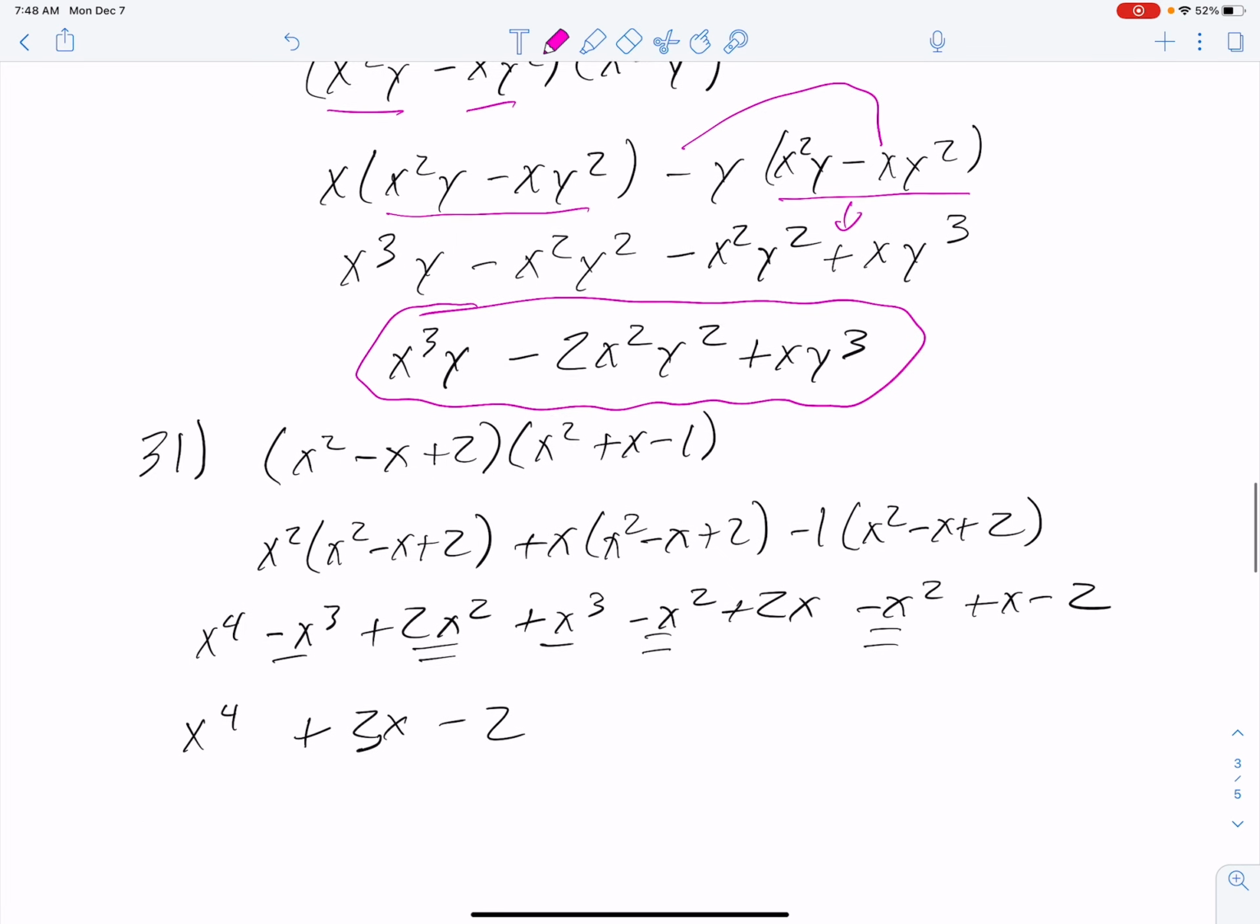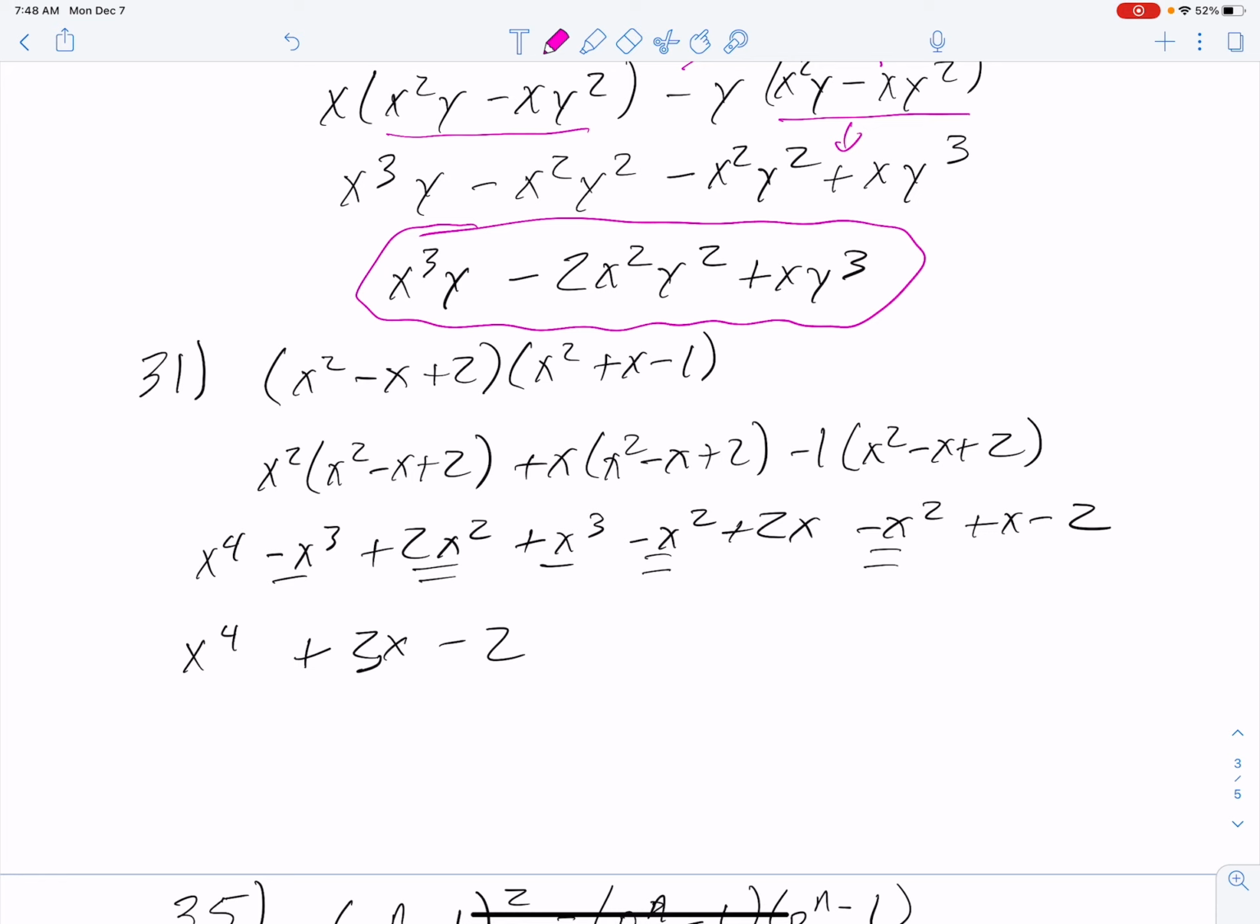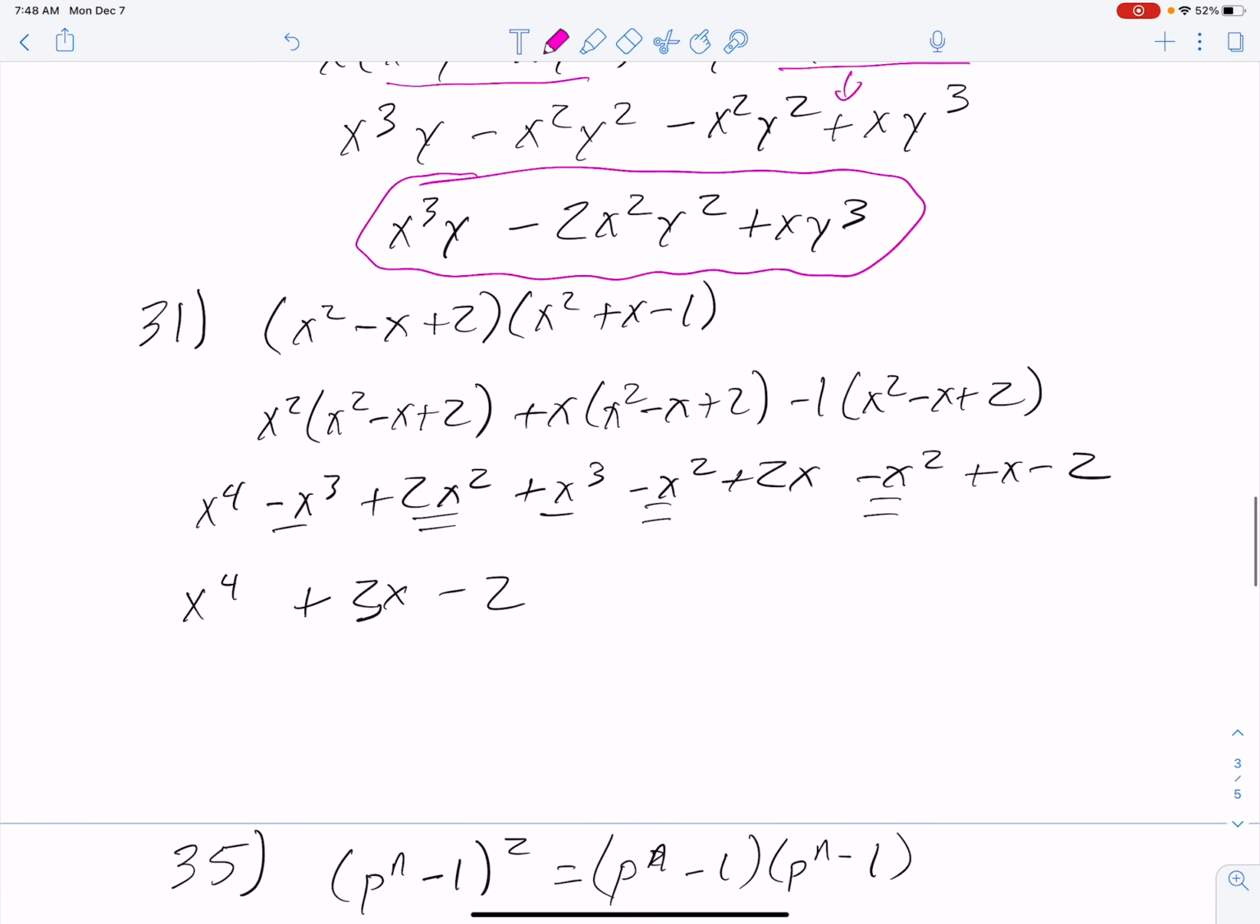Now 31 is an example of why we need to think of this beyond just that FOIL technique that so many people learn, because that technique does not work as soon as I end up with a trinomial. So it's the idea that I'm distributing the x squared minus x plus 2 to all three terms, x squared, x, and negative 1. Again, if some people want to go ahead and use the technique where they draw the arrows to each term, if that works for you, you don't make many mistakes with it, that's fine. But mathematically, what's happening is distribution.